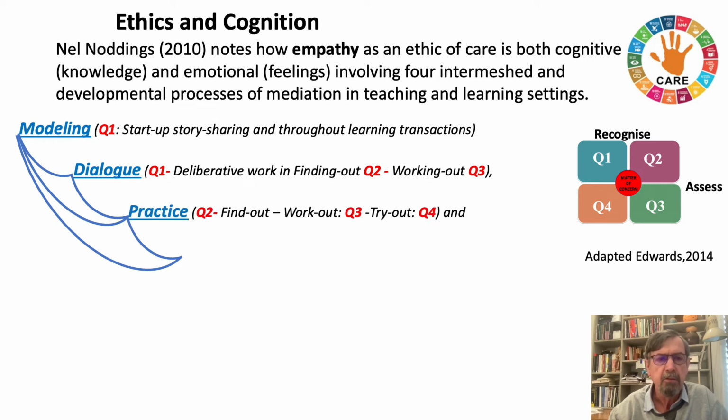Then we move on further into practice of finding out, working out, and trying out. And here the students start to be able to act, so that, as Anne Edwards points out, slowly the agency starts to emerge and the students take up these ideas. And then confirmation or affirmation follows.